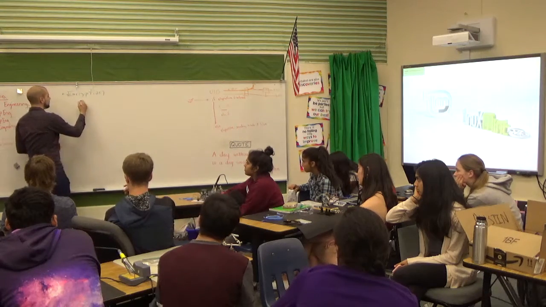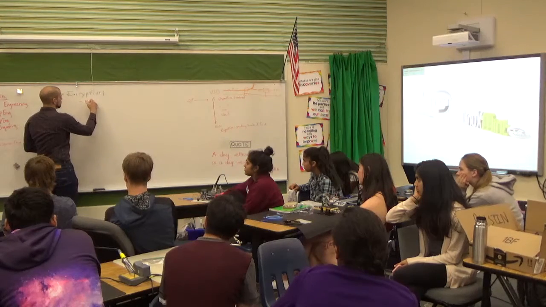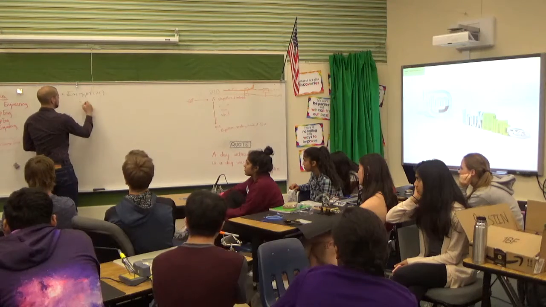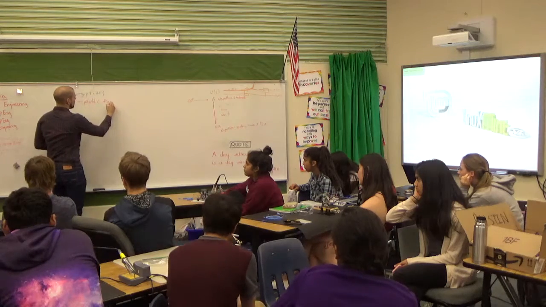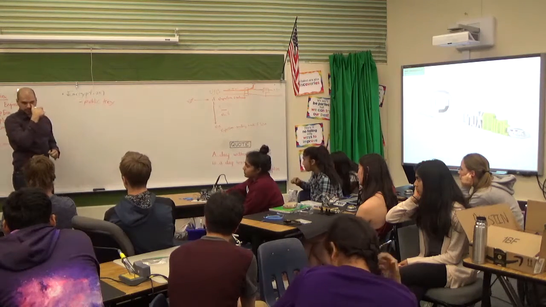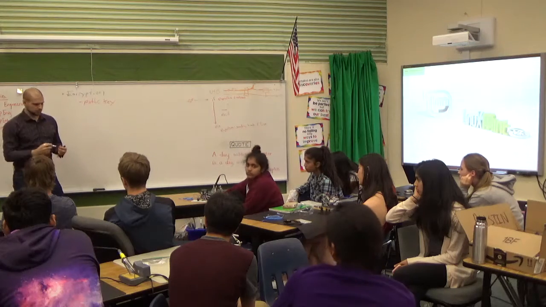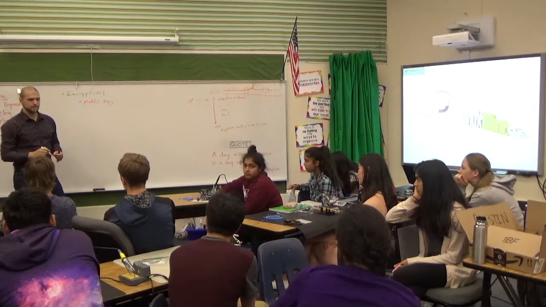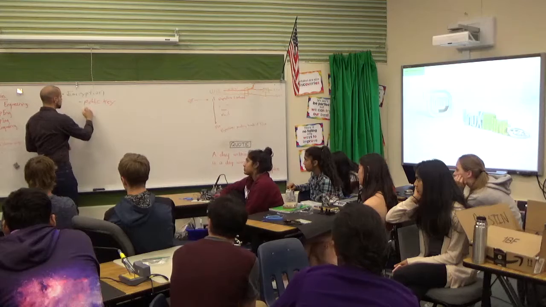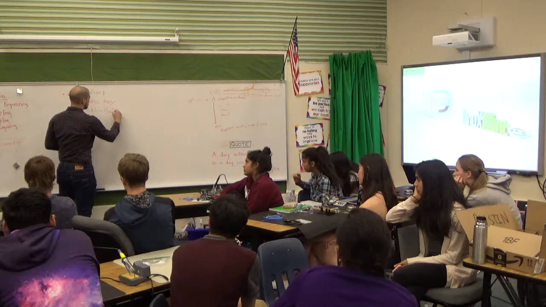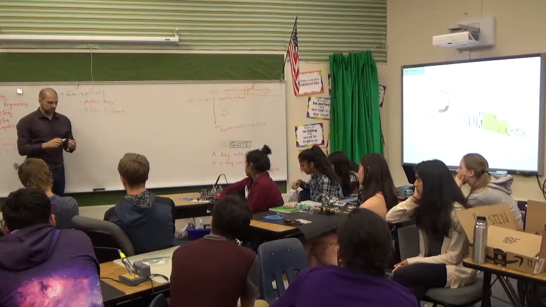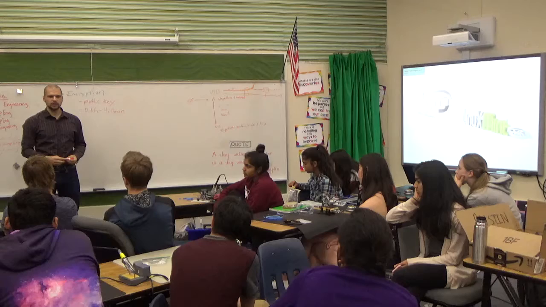Okay, so we have public key, and we'll talk more about that later. Any other types? Like Diffie-Hellman. Okay, so we got Diffie-Hellman, and that's actually the algorithm that we use for a lot of encryption. Anybody else? Maybe something a little more basic.